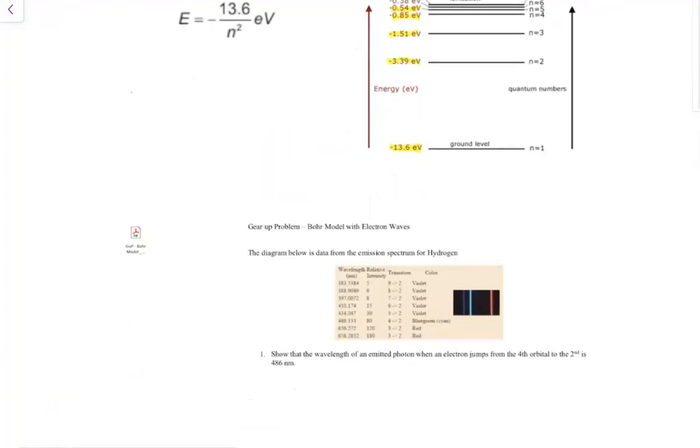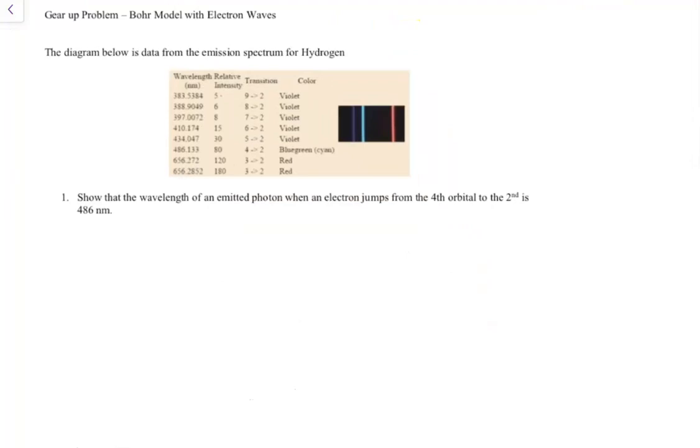So let's do this problem where we want to show that the wavelength of an emitted photon when an electron jumps from the 4th orbit to the 2nd is 486 nanometers, recognizing that we have nanometers. We'll need to use this change in E, where E is equal to negative 13.6 divided by n squared, in eV. So don't use this chart yet. We're going to use that chart just to check our work.